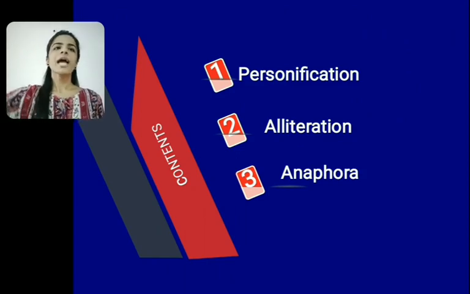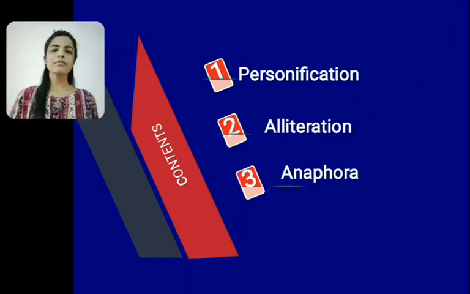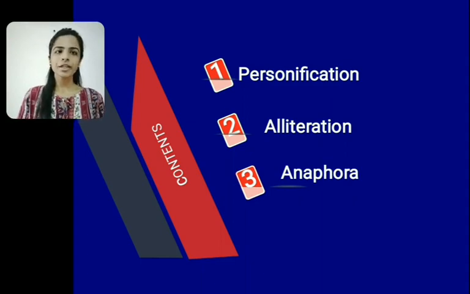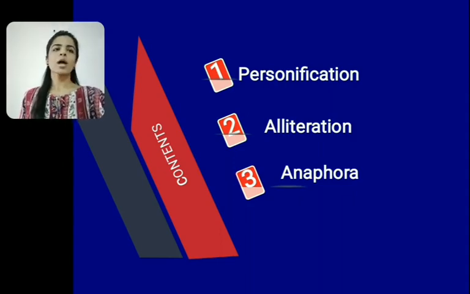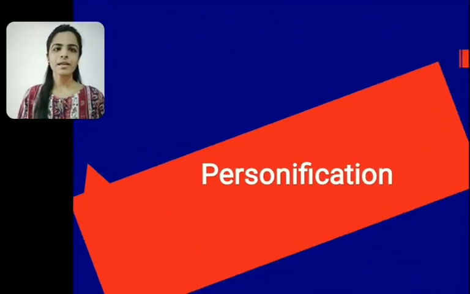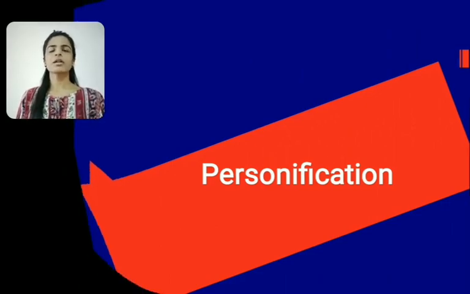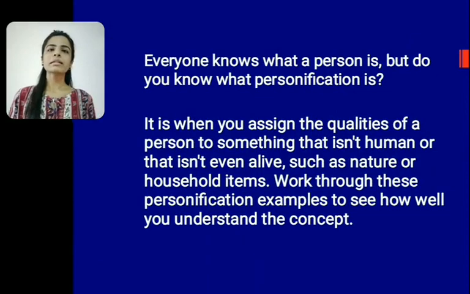We have a total of 3 figures of speech that we will cover today. We'll try to cover more. The first figure of speech is personification, then alliteration, and the third one is anaphora. So let's go one by one. Our first figure of speech is personification. Let's see what it means.